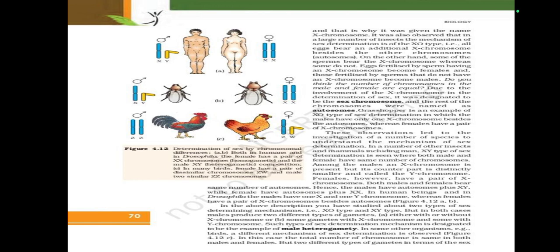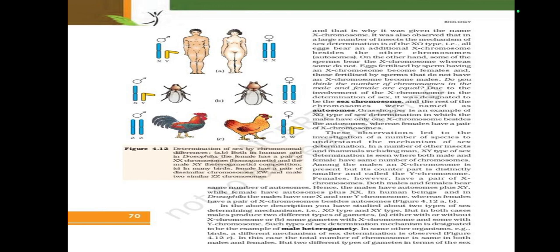same number of chromosomes. Among the males, an X chromosome is present, but its counterpart is distinctly smaller and is called the Y chromosome. Both males and females bear the same number of autosomes, hence the males have autosomes plus XY while the females have autosomes plus XX, in human beings and in Drosophila. The males have one X and one Y chromosome, whereas females have a pair of X chromosomes besides autosomes.